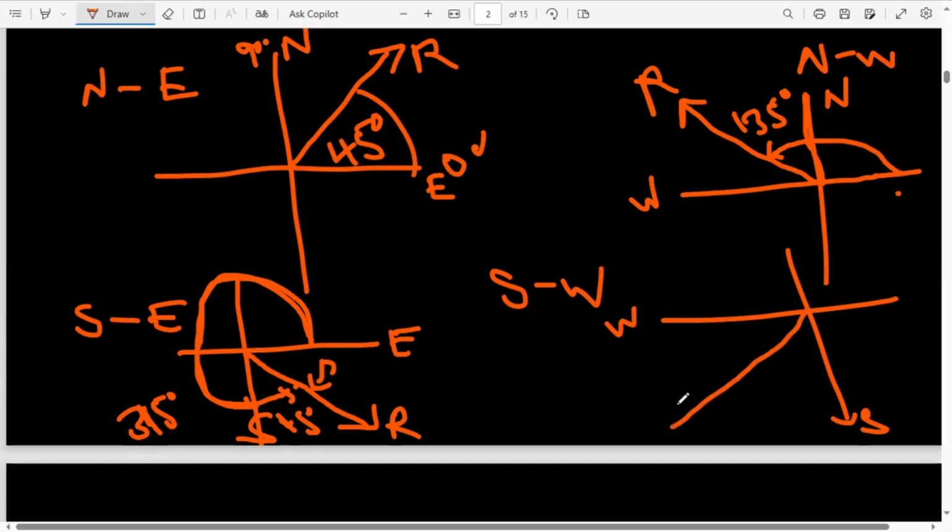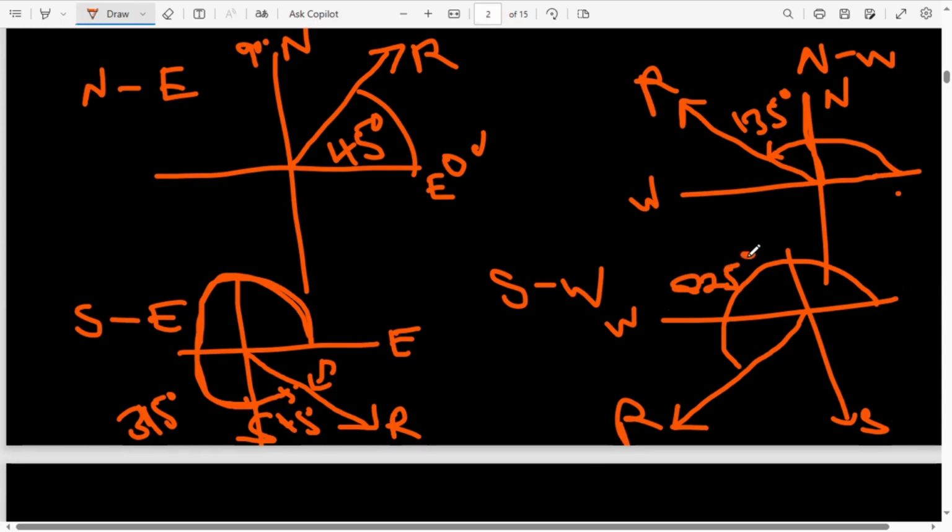So how are we going to find the angle of this resultant vector? We're going to start from the positive x-axis all the way up to here. Okay, so this is the angle here. So remember that from here all the way up to here, this is 180. 180 plus this 45 here is going to give you what? It's going to give you 225. So that is the angle.